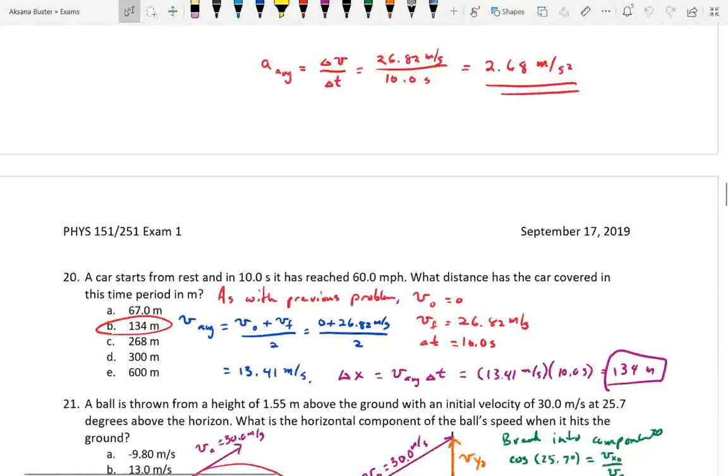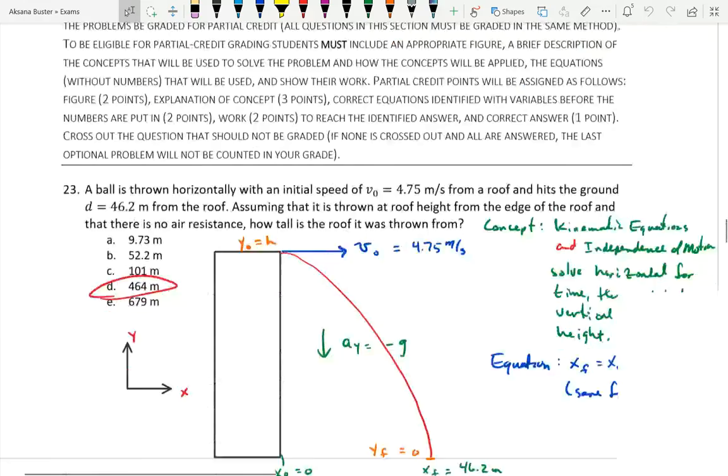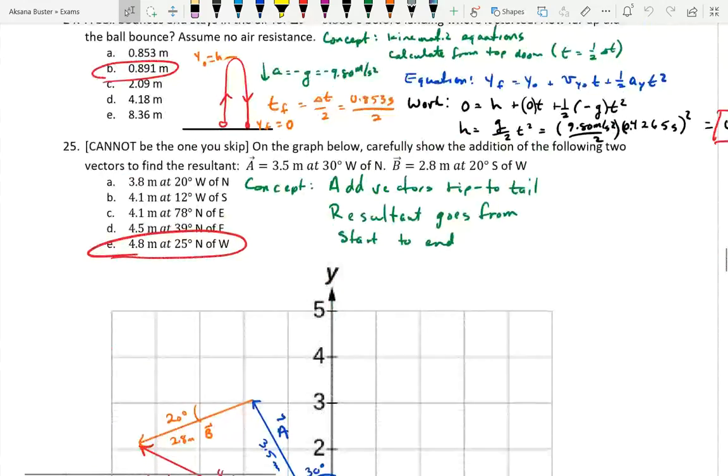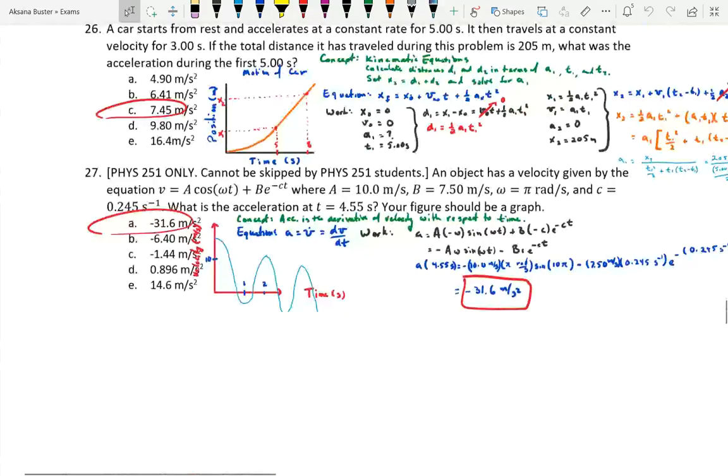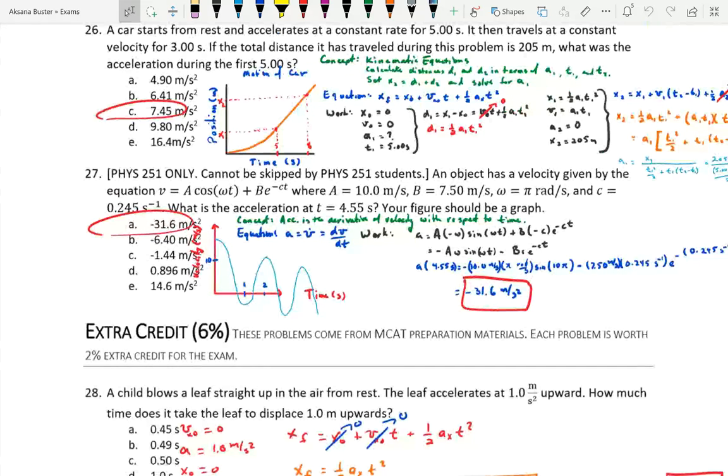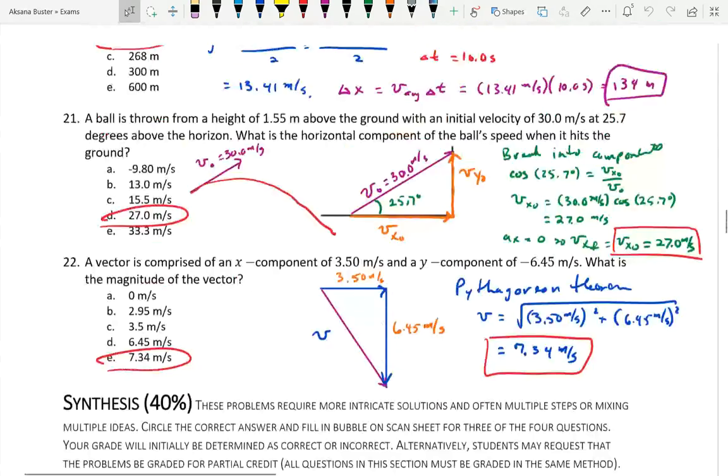You can also see that something went wrong on this page, this one. And all the answers got shifted to the left. I didn't notice that until this morning. So, yeah, you can have all the solutions there.